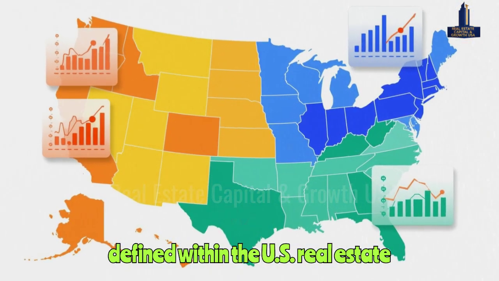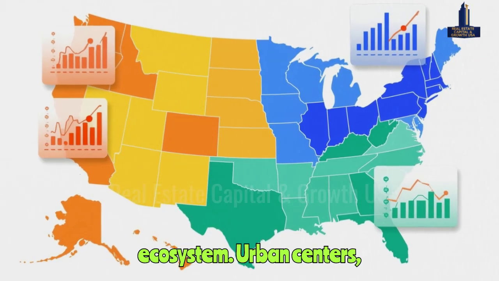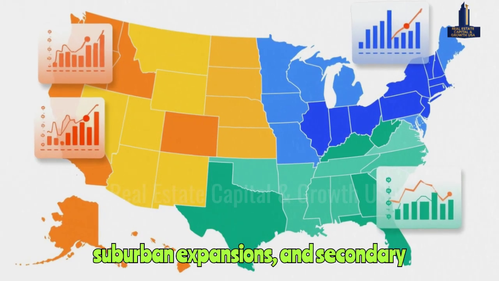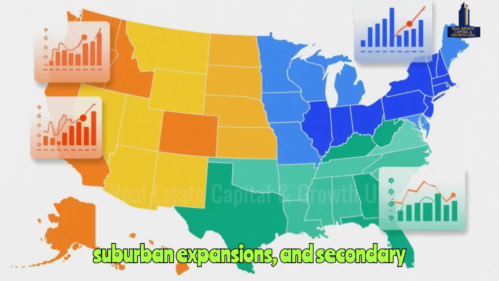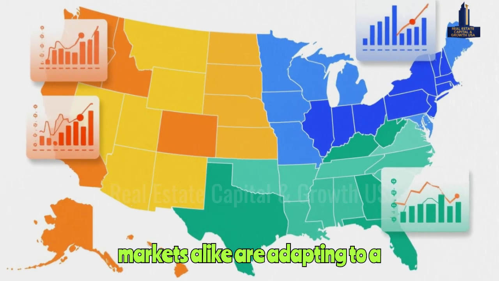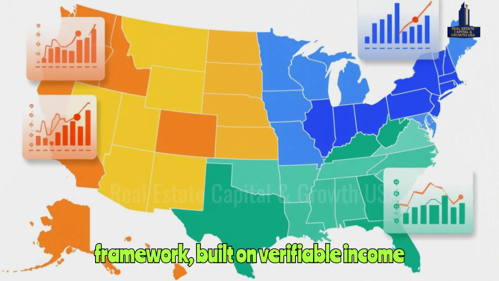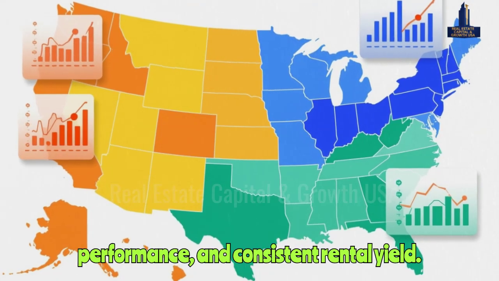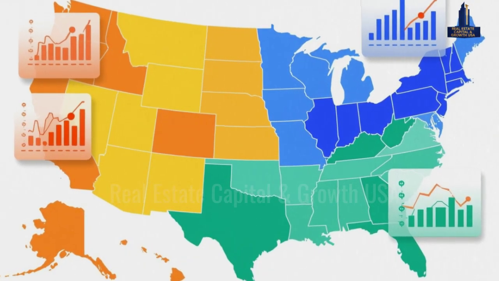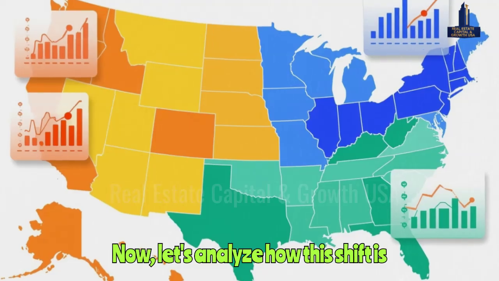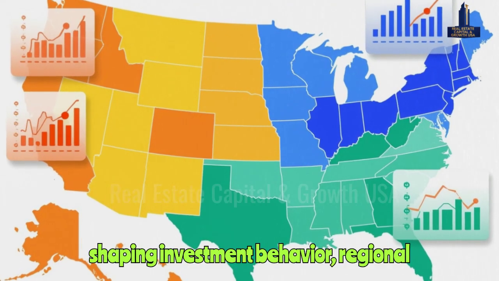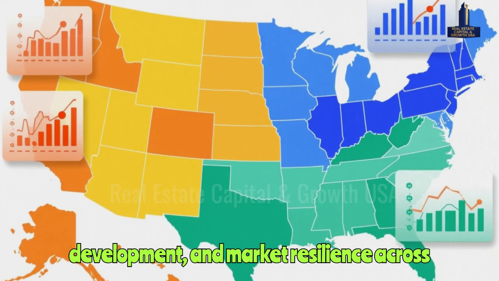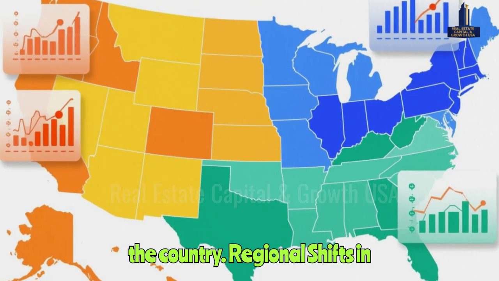This change represents more than a financial trend, it's a nationwide evolution of how stability and value are defined within the U.S. real estate ecosystem. Urban centers, suburban expansions, and secondary markets alike are adapting to a framework built on verifiable income performance and consistent rental yield. Now, let's analyze how this shift is shaping investment behavior, regional development, and market resilience across the country.